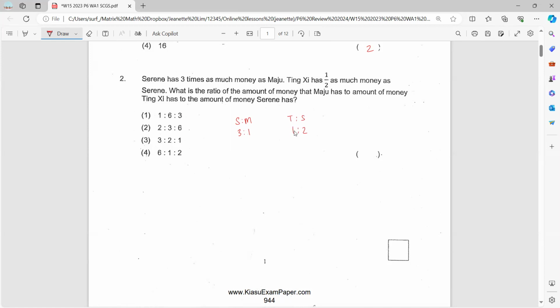So now what we have to do is to find common base. The common base between these two ratios will be S. Okay, it's the same person, right? Serene. So you have to make it the same by finding common multiple of 3 and 2, which gives us 6. So you times 2, then the other times 3. Then now we write down the ratio M, T, and S according to the question: 2, 3, and 6. So answer is 2.